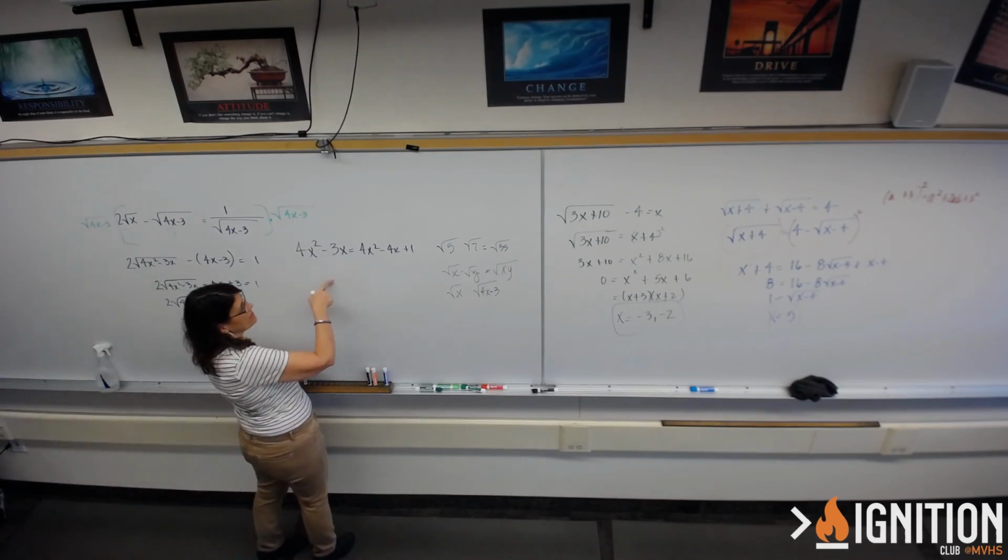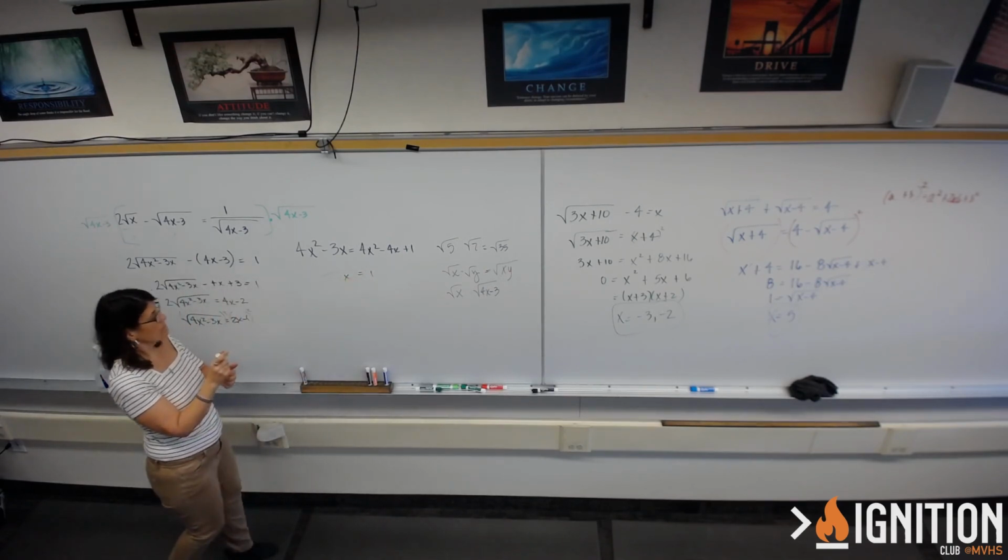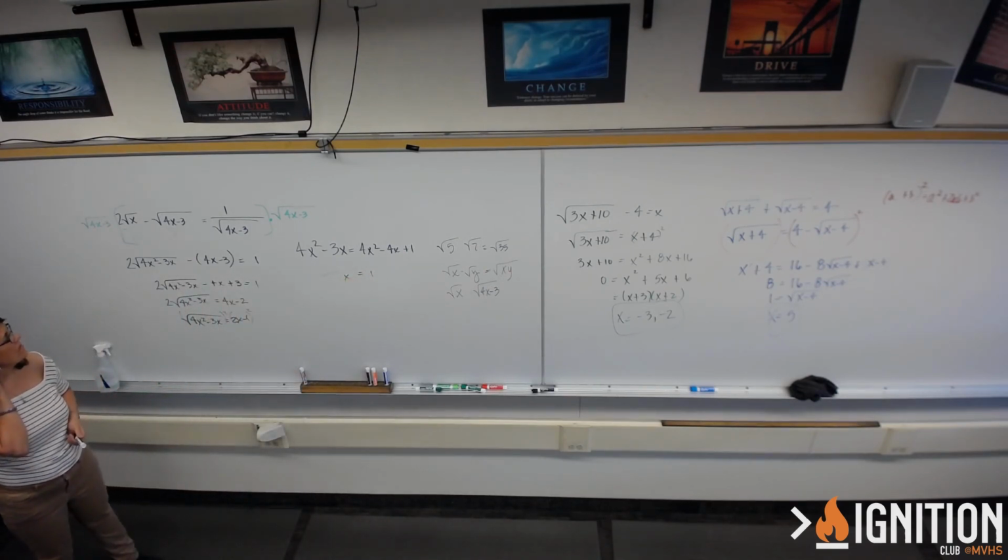4x squared, subtract, you get 0. Subtract, you get positive x equals 1. 2 minus 1 is 1. It equals 1. Yeah?